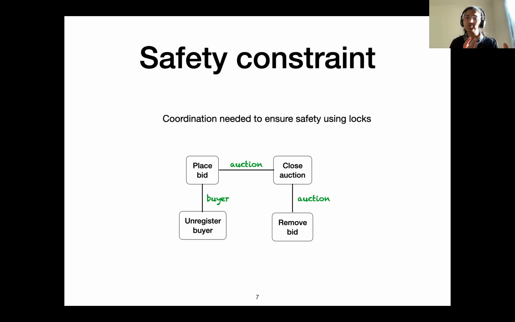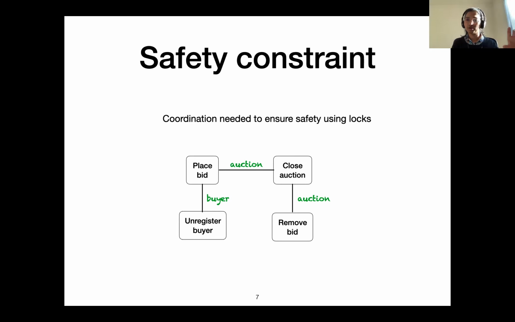Let's forget about it. So we can see that in the left hand down, in the conflict graph, each box represents an operation and the edges between them represent the conflict. The labels on the edges indicate on which parameter they have to coordinate. So we can see place bid and close auction, which are the bottom two operations, need to coordinate on a given auction so as to remain safe. Likewise, close auction and remove bid should also coordinate on a single auction, and place bid and unregister buyer should coordinate on the buyer parameter.